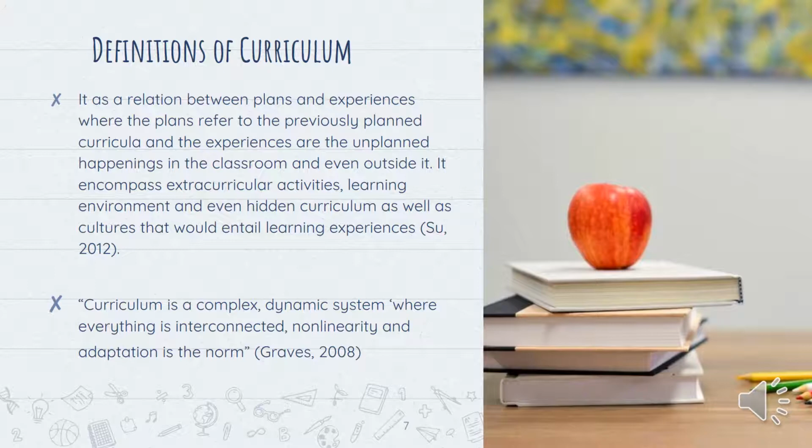Another definition, by Graves, says that curriculum is a complex dynamic system where everything is interconnected. Non-linearity and adaptation are the norm. So we can see that curriculum is not explained only as one thing, as one paper. It involves a lot of things in order to carry out a curriculum. Graves said that everything is interconnected: the syllabus, teachers, students, parents, the context, and the higher administration, principals, and so on. So everything must be interconnected so we can have an effective curriculum.